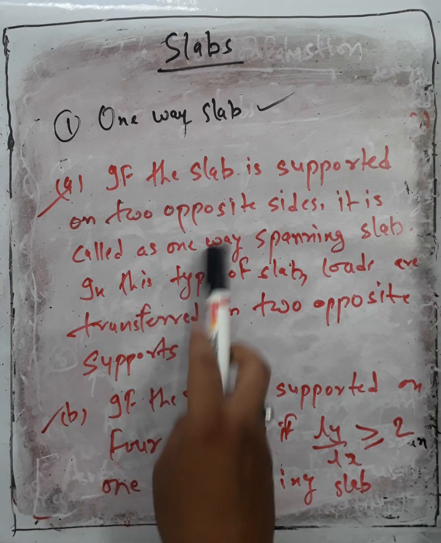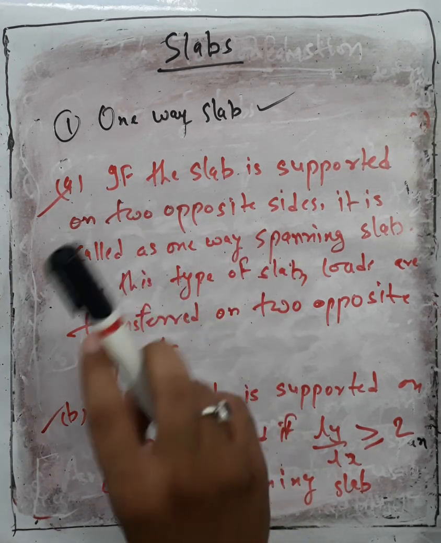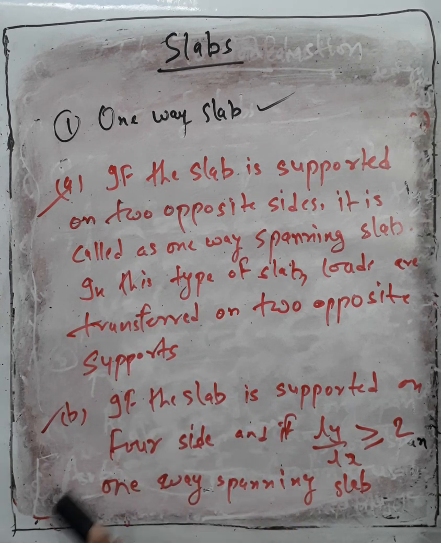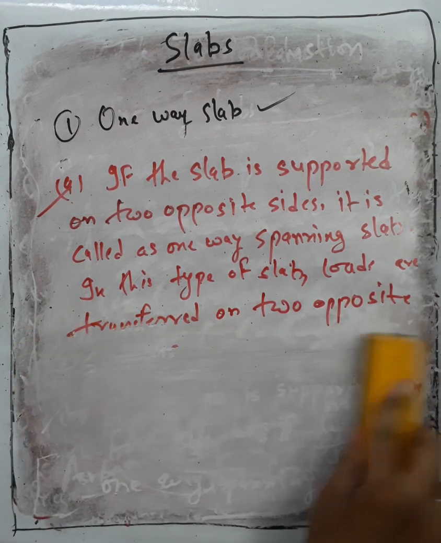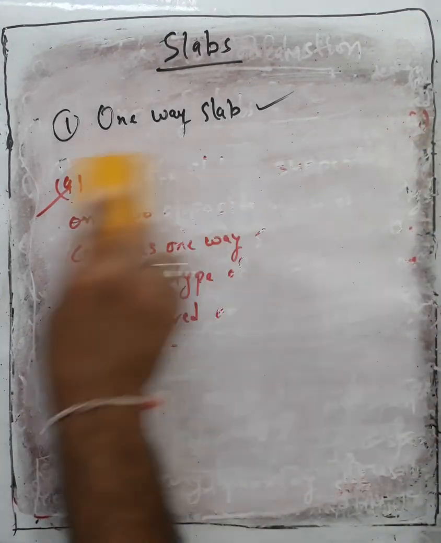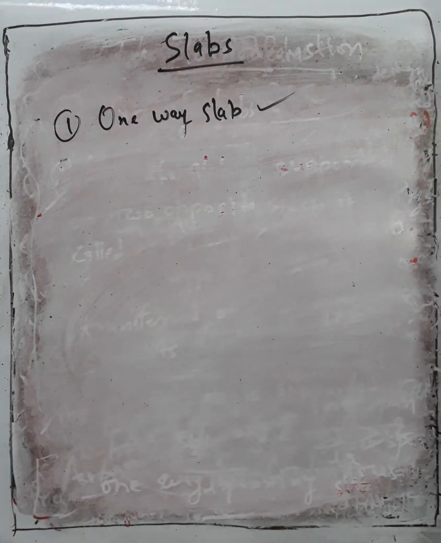These are the 2 points from which we find whether our slab is a one way slab or a two way slab. First point: if the slab is supported on two opposite sides, then it is called one way spanning. If the slab is supported on four sides, but the Ly by Lx ratio is greater than or equal to 2, then it is also called a one way spanning slab. Okay, so these are the 2 points for one way slab. Now we have to note some more points in the one way case, so you have to write these points as a note.